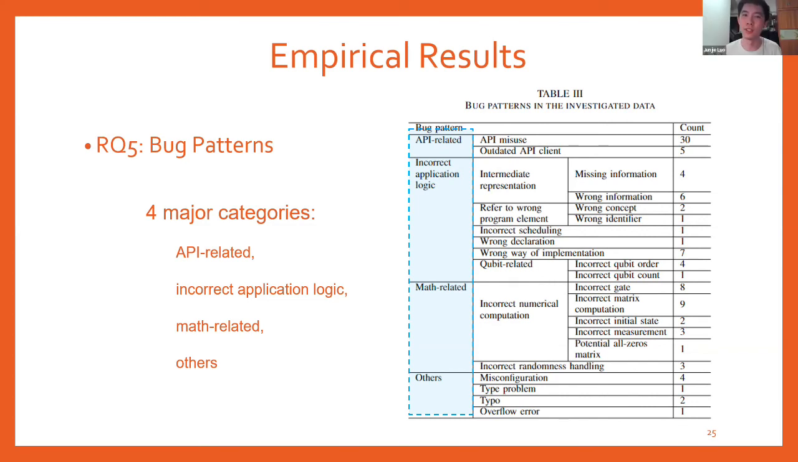In fact, if these two kinds of bugs appear in one program, we will count them as two bugs, and it means that in one quantum program there are API related bugs and math related bugs. There are two bugs.